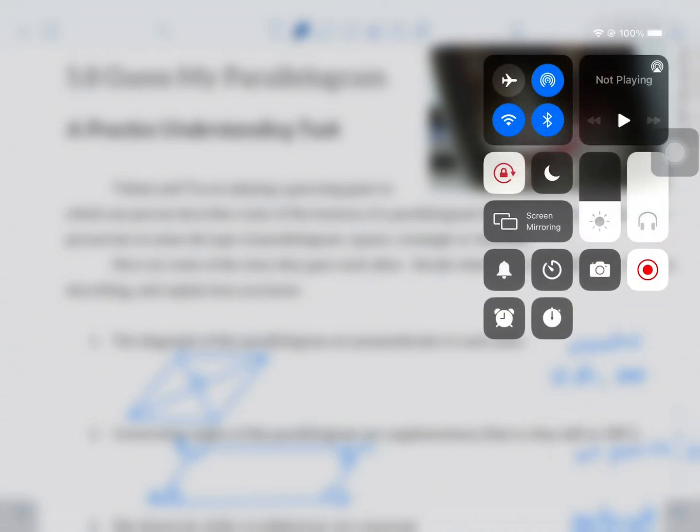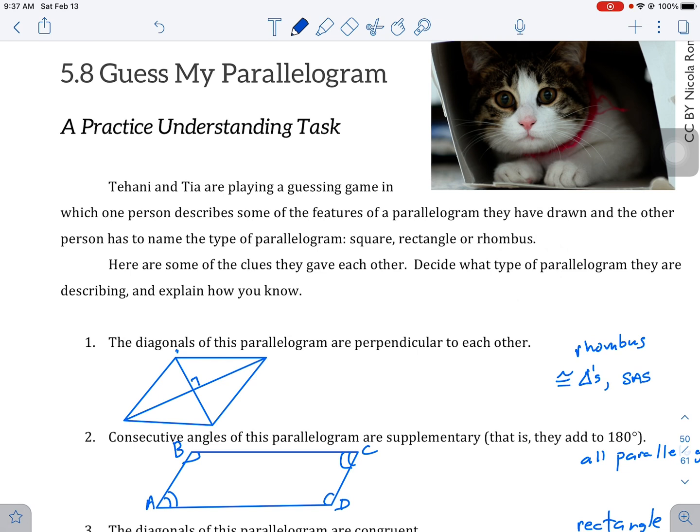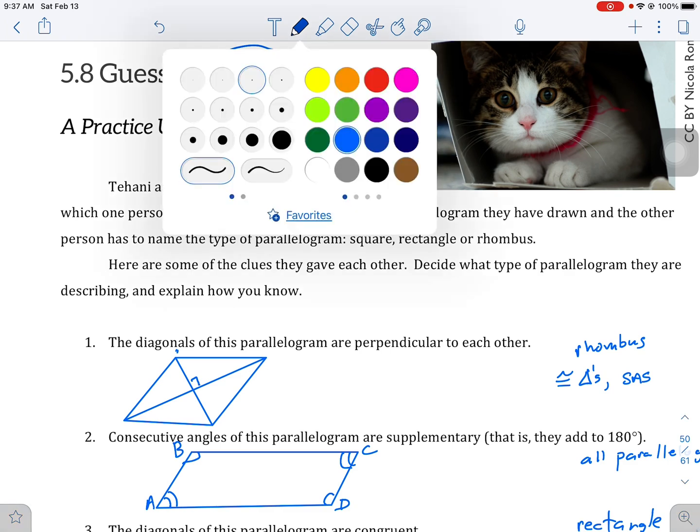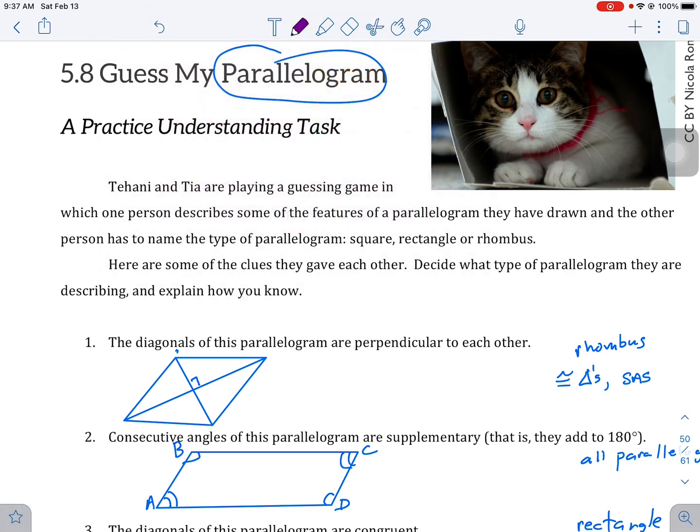Hey, welcome. This is task 5.8, guess my parallelogram. So it's all about some of the properties of parallelograms. Given certain clues, we're going to try and say what type of parallelogram it is. We're going to try and be as specific as we can.